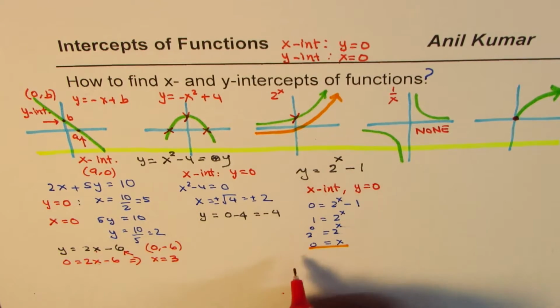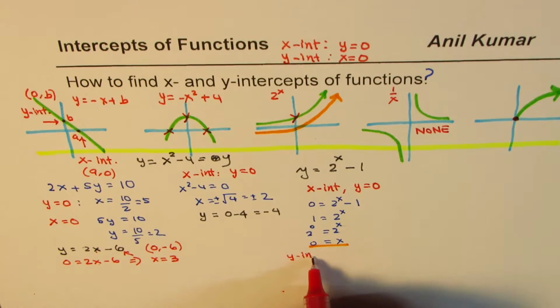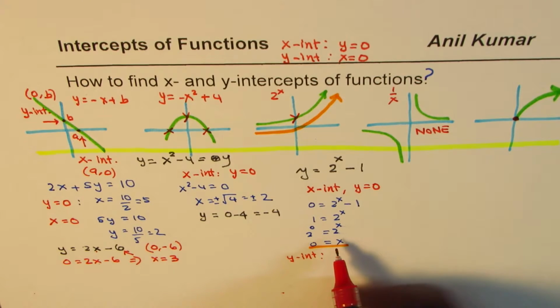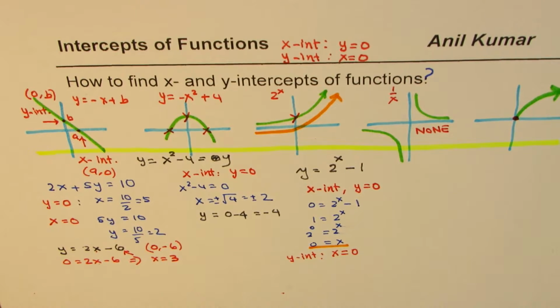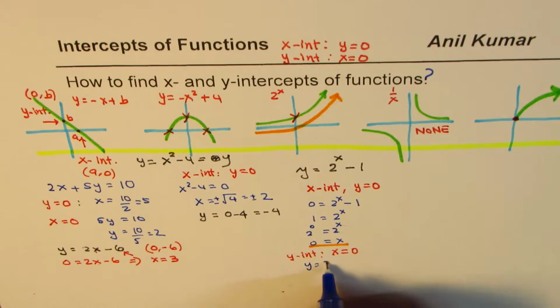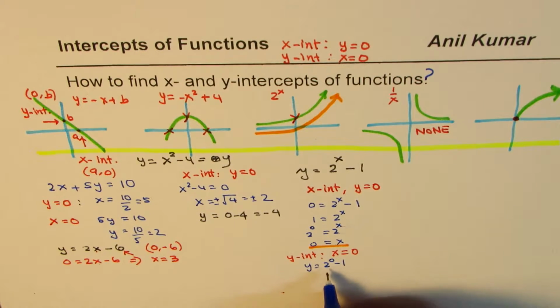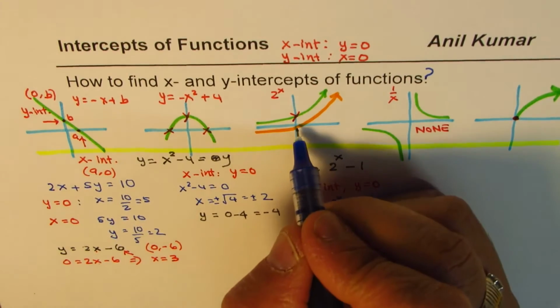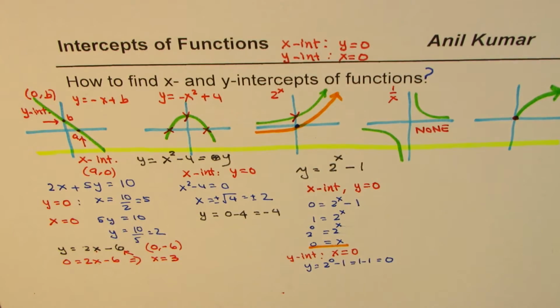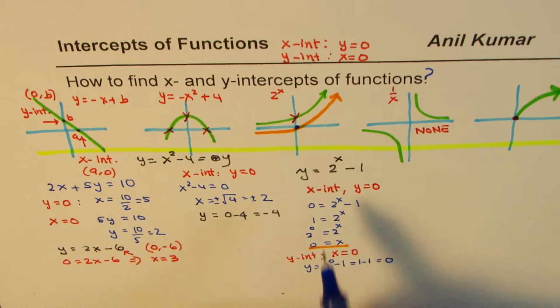And how about the y-intercept? To find the y-intercept in this case, what will happen? Substitute x equals 0. So you get y equals 2 to the power of 0 minus 1. Anything to the power of 0 is 1. 1 minus 1, which is 0. So as you can say, the origin is both the x and y intercept for the given equation, right?